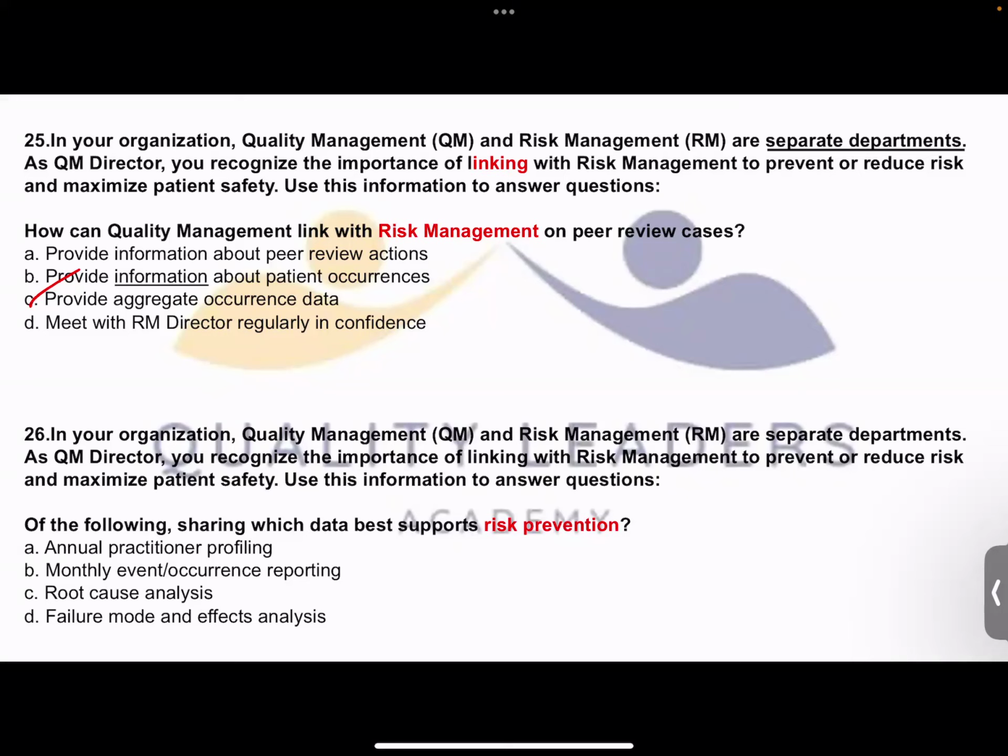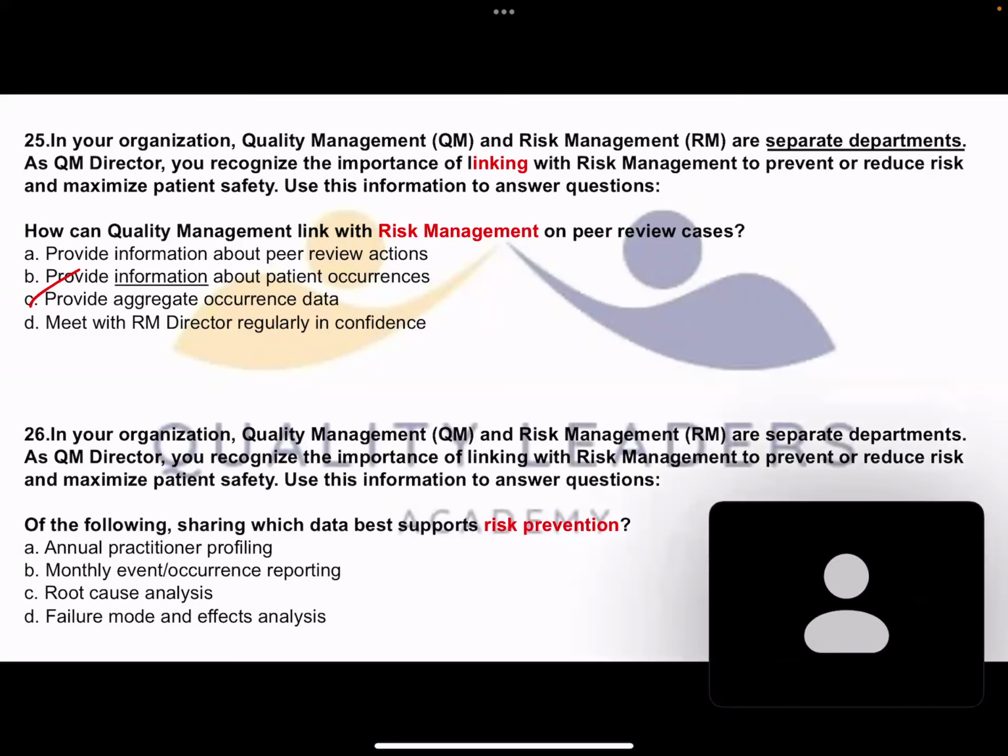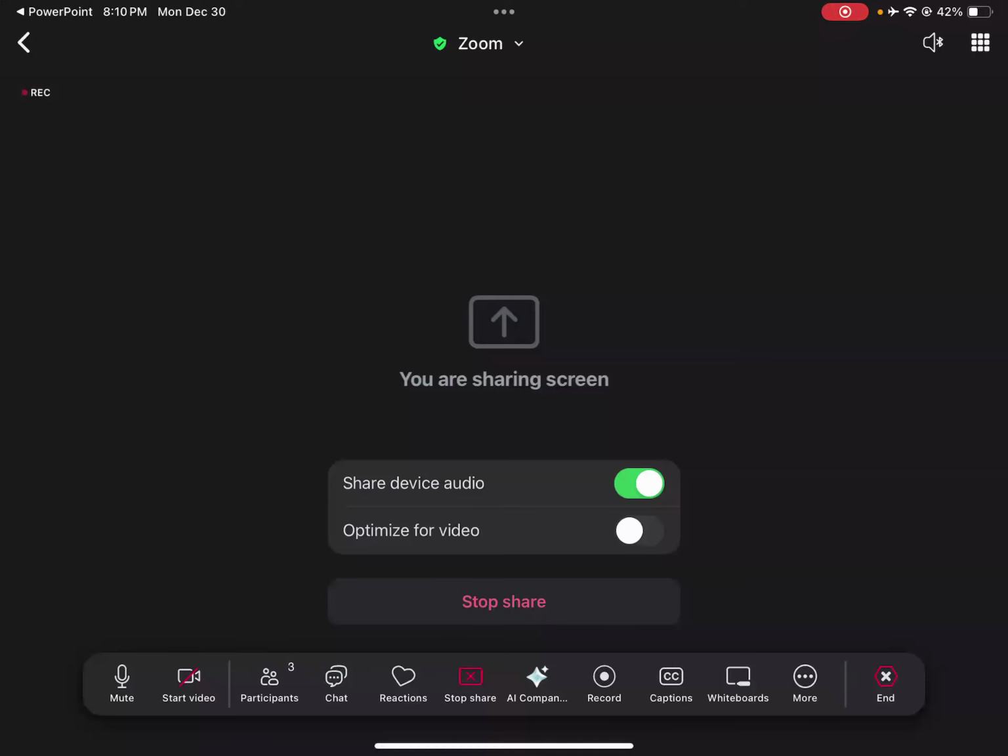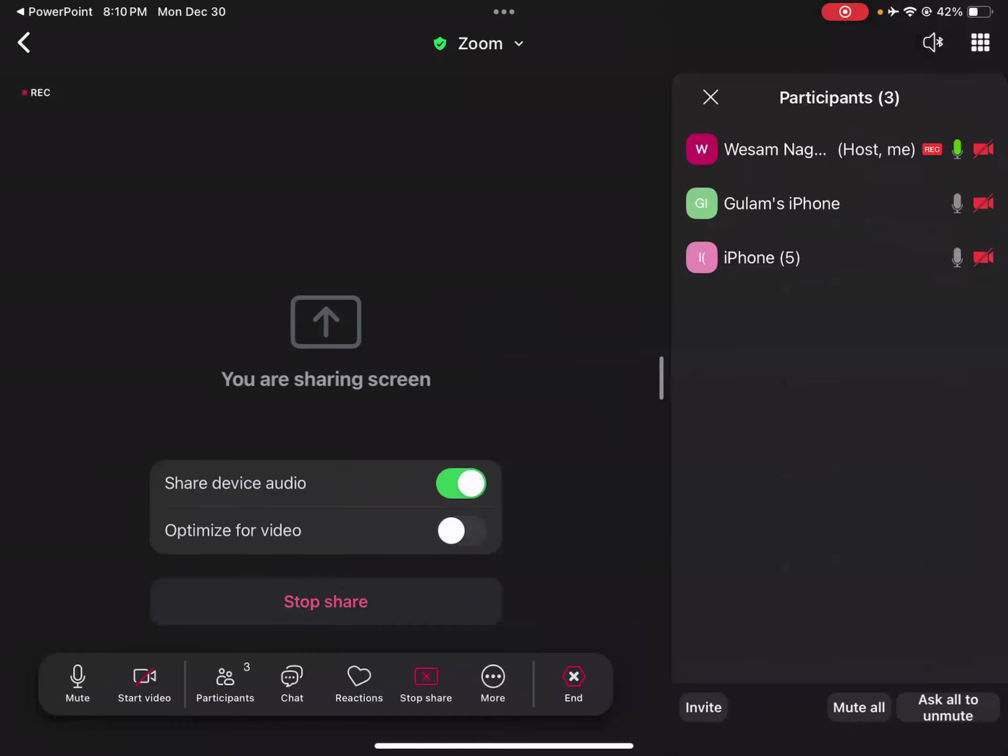Letter A, annual practitioner profiling. B, monthly event occurrence reporting. C, root cause analysis. D, FMEA, or the failure mode and effect analysis.